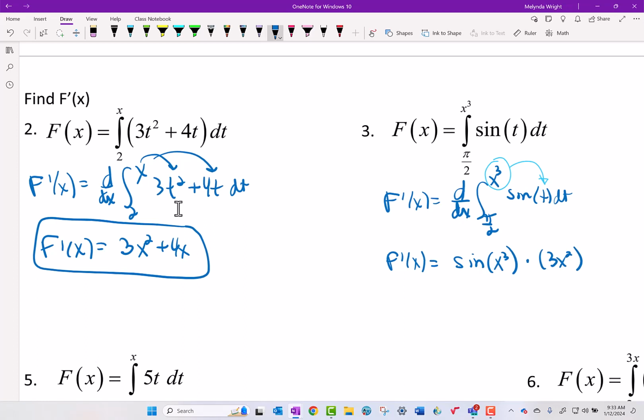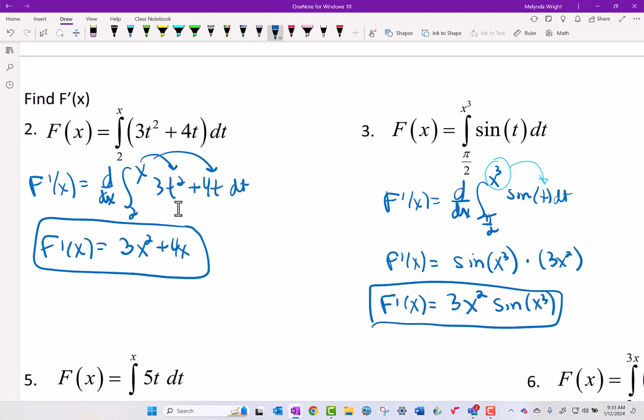So I'm fine if you leave it written like that. The normal way to write it would be to put this polynomial part, this 3x squared, in front. Again, as long as it's clearly separated, I'm okay. If you leave it written like the one above, I'm just going to rewrite it for fun. And so that would be my answer. Okay, so that's the chain rule part. We good? Okay.